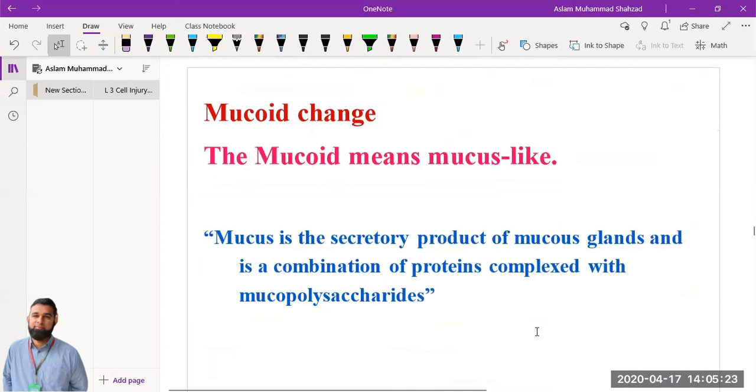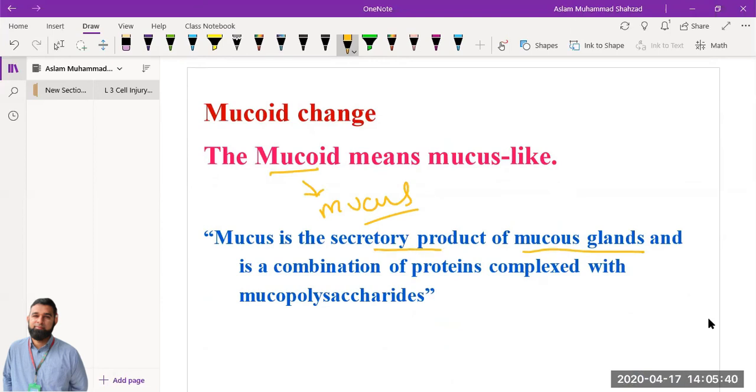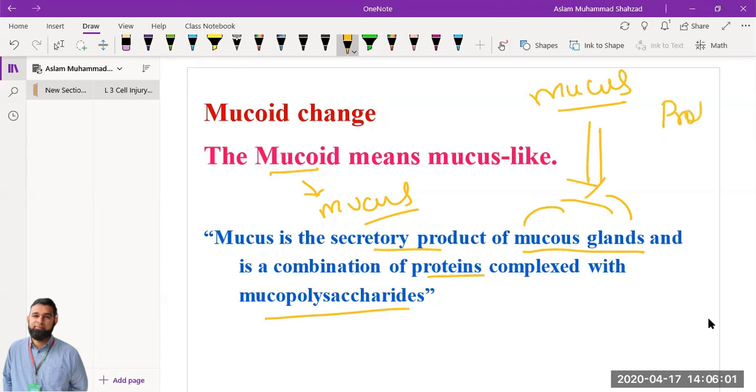Then we have mucoid changes, and the name indicates mucoid. The word comes from mucus. So the mucus will be present in these changes, and it is defined as the secretory product of the mucus glands. It is a combination of protein and complex mucopolysaccharides. So the first thing you need to understand is that in mucoid change, the production of mucus will be done. And how will mucus be produced? With the help of these mucus glands. And then that mucus consists of protein and mucopolysaccharides.